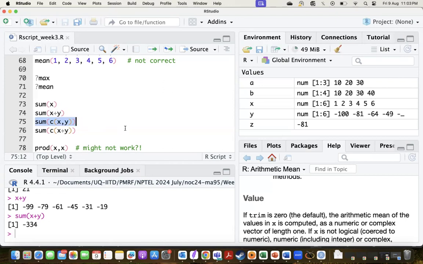Would anybody like to try this? You can unmute yourself and we can go step by step. It'll be good practice if you try to understand this on your own. It's okay if it's wrong. No problem.